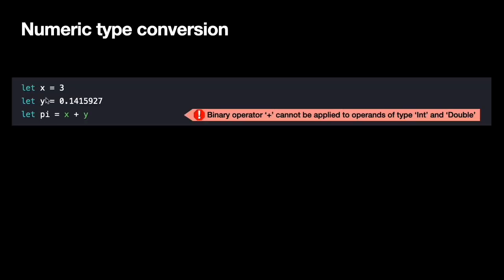In this example, the compiler will infer that x is an integer, because 3 is an integer literal, and y is a Double, because 0.14 is a floating point literal. And then when we attempt to add x and y, we are attempting to add an integer to a Double, and Swift will not let us do that by default. If we want to convert types in Swift, we have to explicitly do it. This is one way that Swift helps protect us from making errors as programmers.